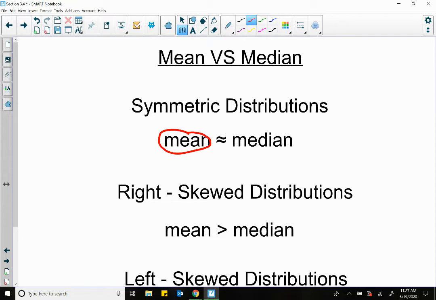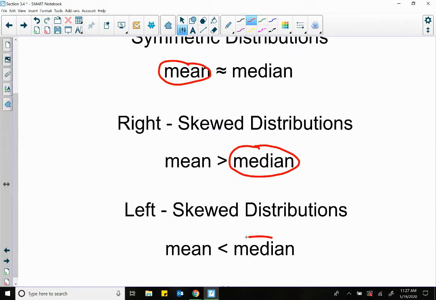When we were talking about right skewed and left skewed, the median is the better one to talk about. Relating it back to the mean, in the skewed distributions, the mean is greater than the median in a right skewed distribution. In a left skewed distribution, the mean is less than the median. We're going to talk about why this is happening. Why is the mean bigger than the median here? Why is the mean less than the median here?